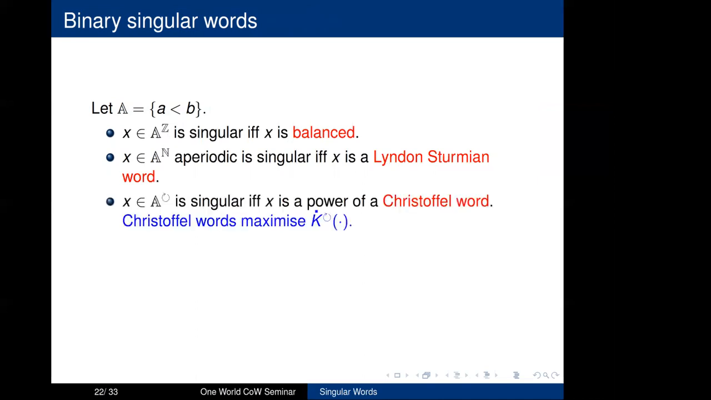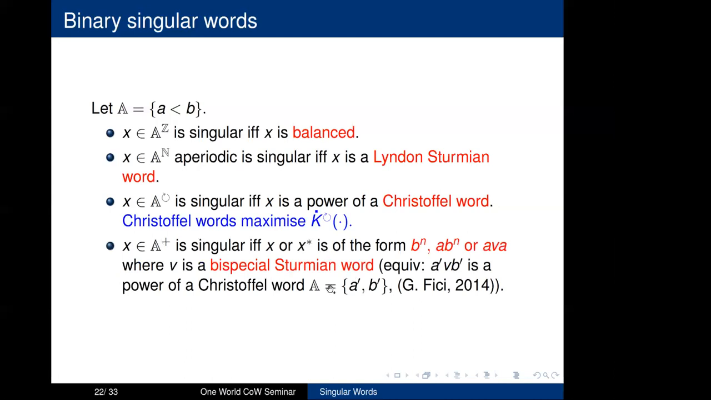Cyclic. A cyclic binary word is singular if and only if it's the power of a Christoffel word. Okay. So you might remember in Reutenauer's talk, he gave an arithmetic characterization of Christoffel words using the regular continuant. Here's another one. Christoffel words are those words which maximize the cyclic version of the semi-regular continuant.